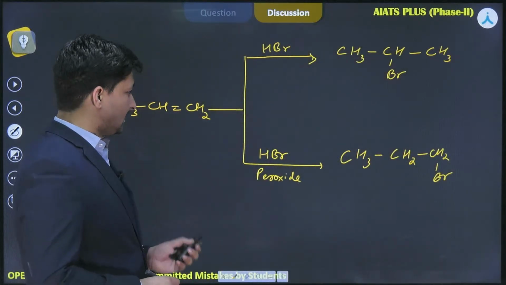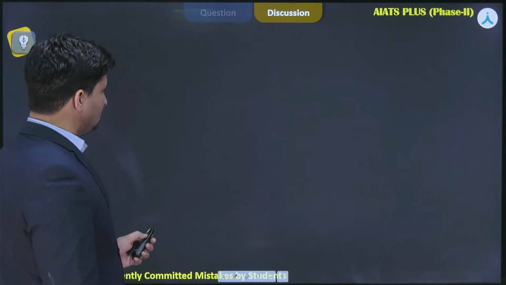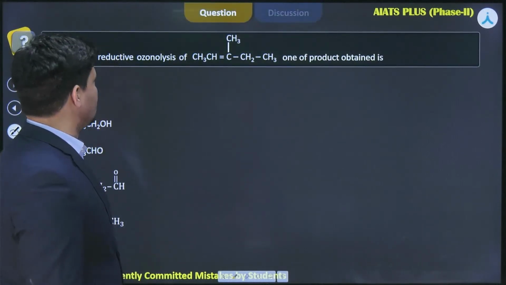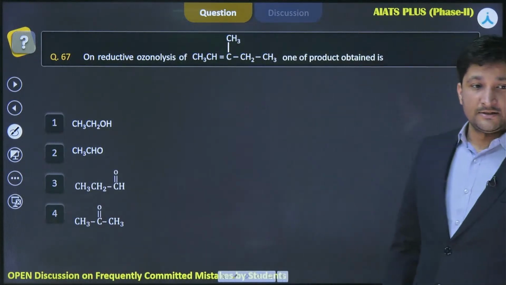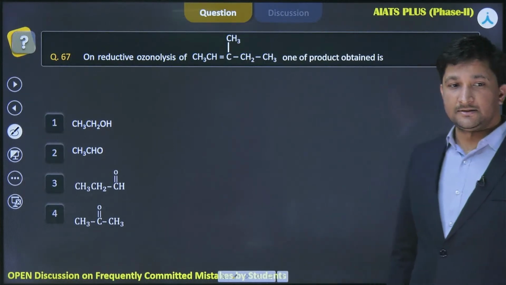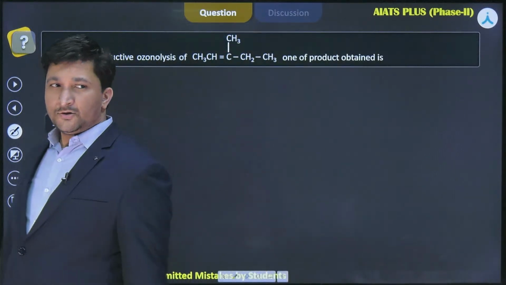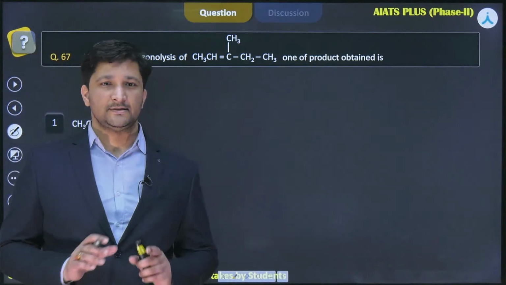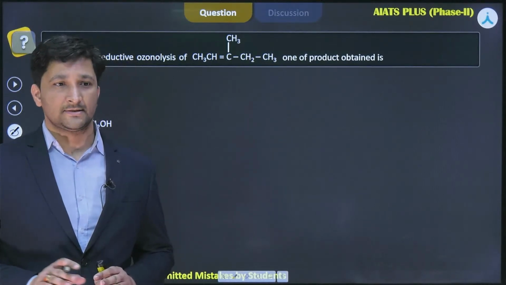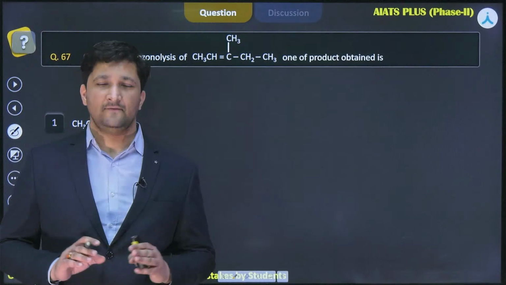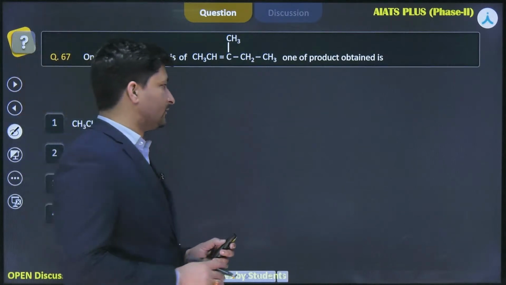Okay, now let's move on to the next question. So this is how we'll proceed. Now, the next question is also a very interesting one. On the reductive ozonolysis of CH3CH double bond C(CH3)CH2CH3, one of the products obtained is. So you have to think about ozonolysis here, okay? And let me tell you one thing, ozonolysis is of two types, reductive ozonolysis and oxidative ozonolysis, okay? I will tell you the difference between both of them, don't worry about that. First of all, we are talking about reductive ozonolysis.